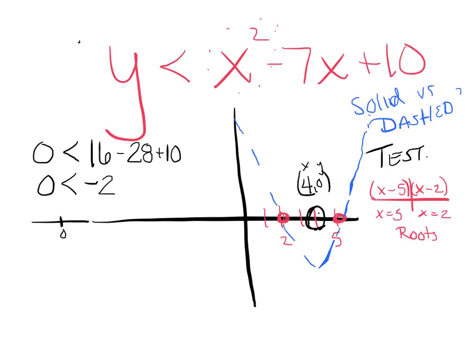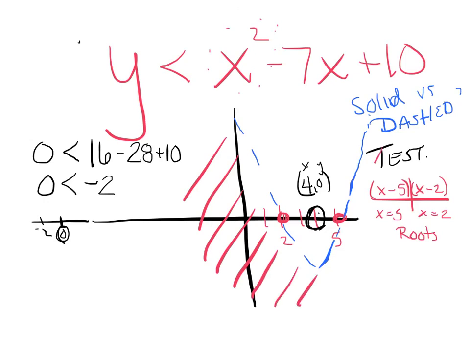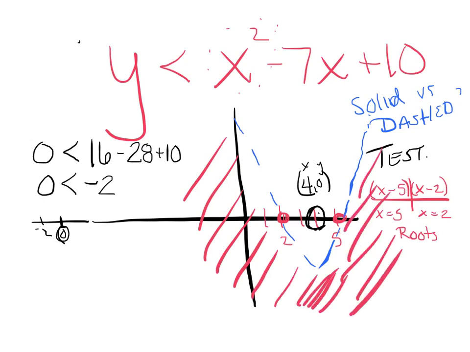Here's 0. Here's negative 2. Is 0 smaller than negative 2? I would definitely say no. That means I'm not going to shade there. So basically, because this is inside my parabola, I am not shading inside. That tells me I have to shade outside my parabola. And there you have it.